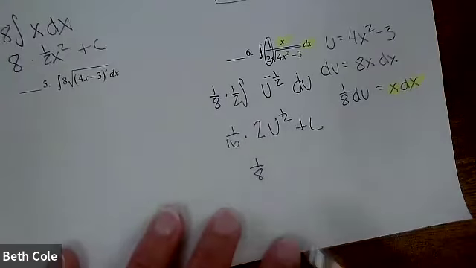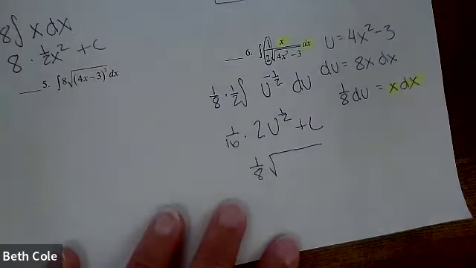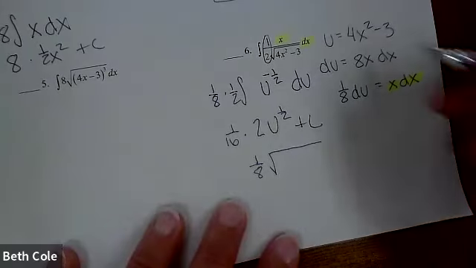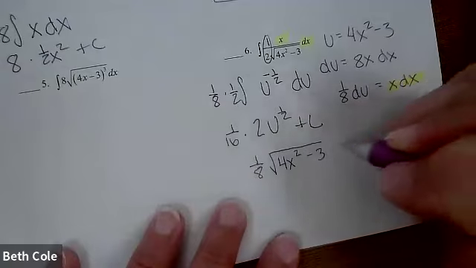And then it's u to the 1/2, which means square root. It's not negative anymore, which is cool. Yay, huzzah. All right, and then what goes underneath of it? 4x squared minus 3 plus c.